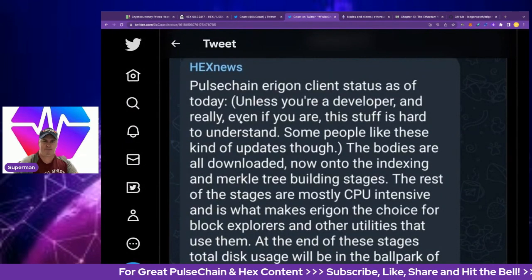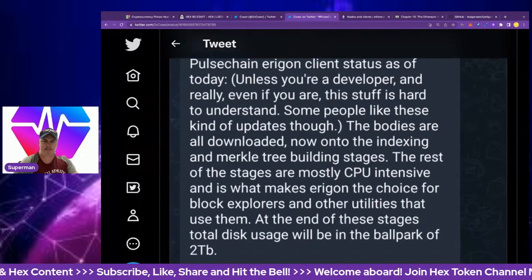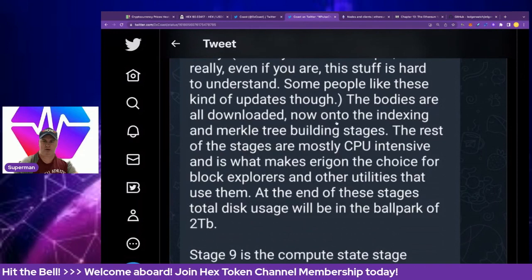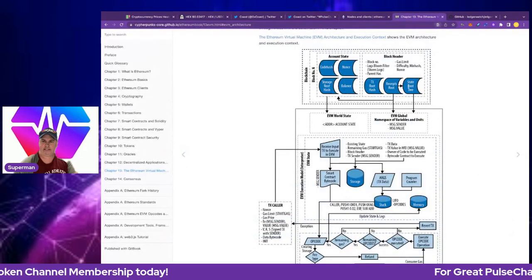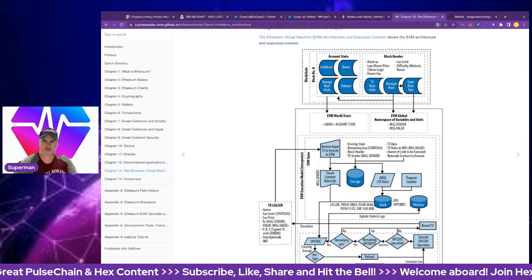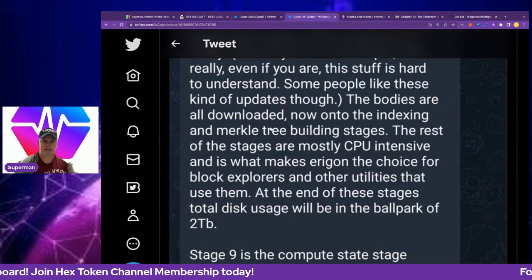Unless you are a developer, and really even if you are, this stuff is really hard to understand. Some people like these kinds of updates though, the more technically minded. The bodies are all downloaded now, onto the indexing and Merkle tree building stages. If we look at the EVM, I guess it's all to do with this stuff around the block, and the Merkle tree with the state of the transactions and blocks. We use the word root to talk about the root of the transaction, the state of the transaction, and the receipt of the transaction for the Ethereum blockchain. So that's the Merkle tree there.